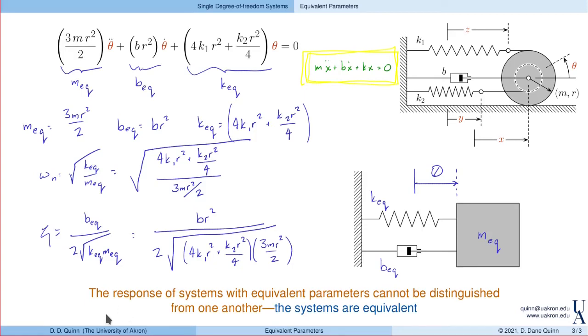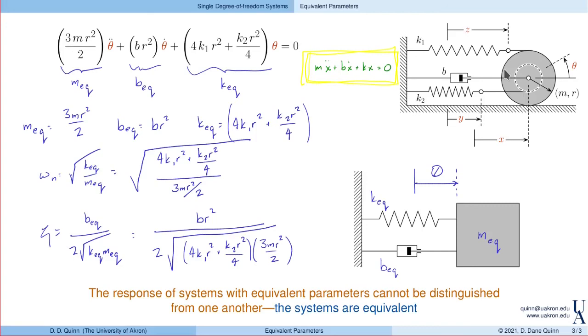So again, the responses of systems with equivalent parameters can't be distinguished from one another. If you were to go into the lab and measure the response here, go into the lab and measure the response there, and I just gave you that time trace, you wouldn't be able to tell me which system that response came from. So in that case, we say that the systems are equivalent.